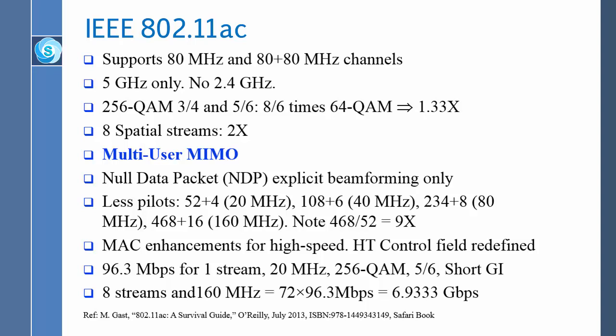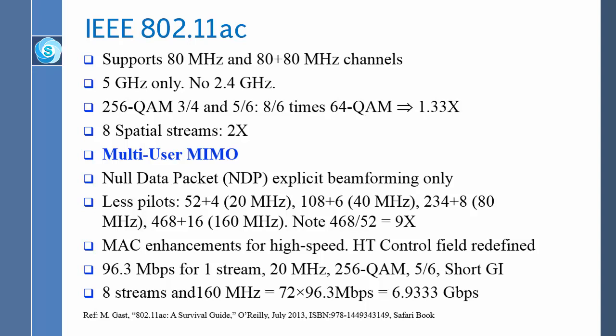Less pilots. So even in 20 megahertz, they do 52 plus 4 instead of 48 plus 4, and then 108 plus 6 in 40 megahertz, and then 80 megahertz, and so on and so forth. There are numbers. And 468 plus 16. So basically, if you had 160 megahertz, you will have 468 data subcarriers as compared to 48 or 52 previously. So you get inside the 9x.